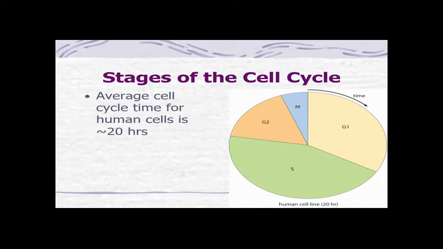The average cell cycle time for human cells is approximately 20 hours. So a typical cell will go through all of these stages in about 20 hours. Now, some cells do this much more quickly, especially if there is repair that needs to be done. Some cells do this much more slowly, or maybe not even at all. And we'll talk more about that a little later.